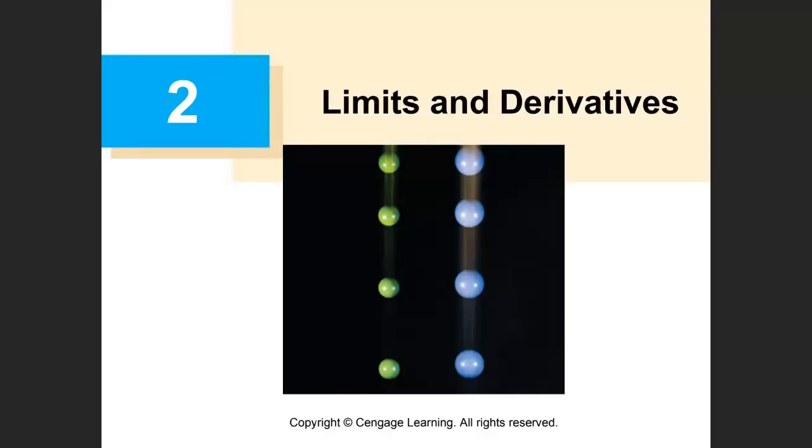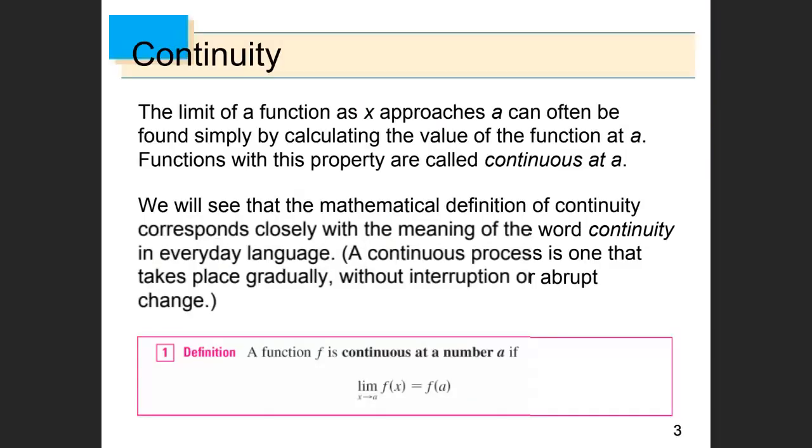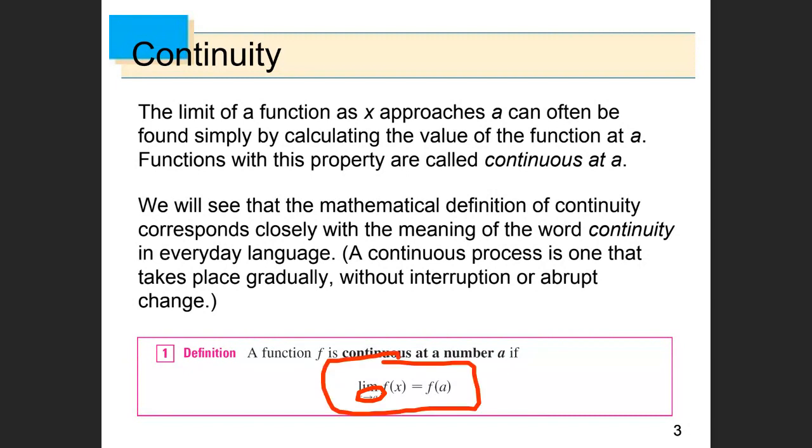So today we're looking at chapter 2, section 2.5. Let's discuss continuity. Now, what does it mean for a function to be continuous at the number a, for example? If you look here, they say the limit as x tends to a of f of x is equal to f of a. This statement is enough to say that this function is continuous at the number a.